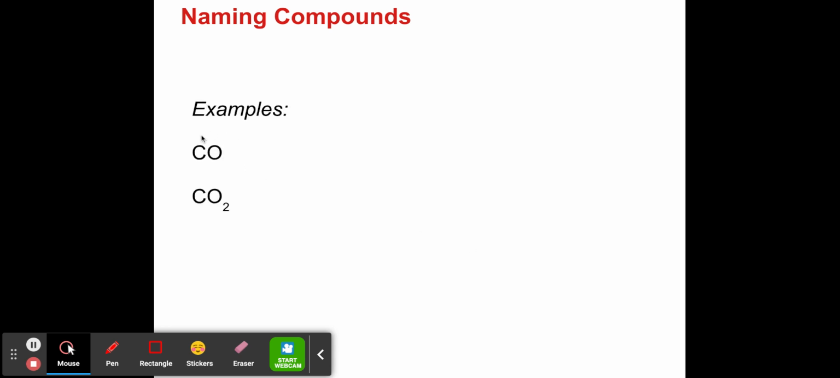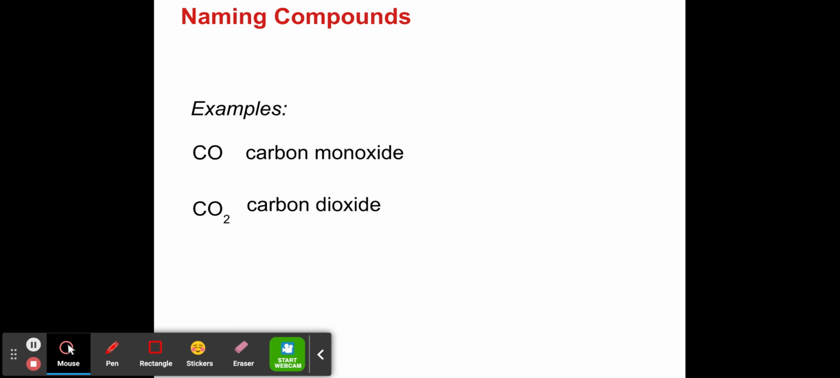For example, this compound is made up of carbon and oxygen, one carbon and one oxygen. So we are going to call this compound carbon monoxide. Now look at this other compound here. It's still made up of carbon and oxygen, but this time there's one carbon and there are two oxygen, so we'll call it carbon dioxide. So the di means two, remember, and the mono means one. So there's no confusion when we use these prefixes because they tell us exactly how many of each type of atom we have. Again, carbon monoxide, carbon dioxide.